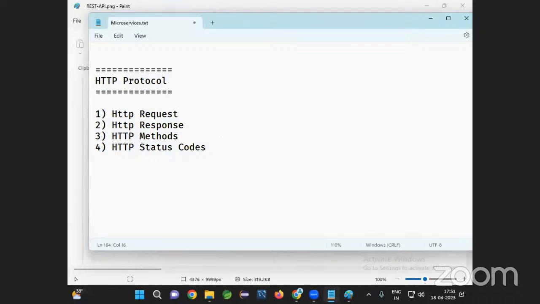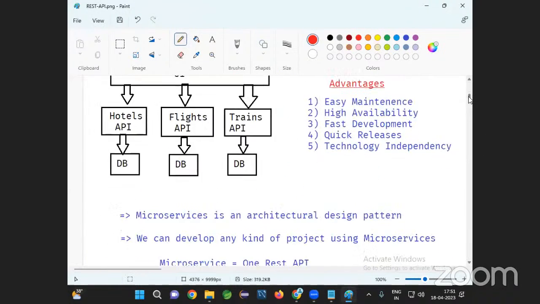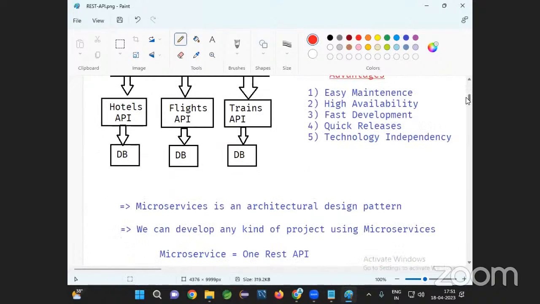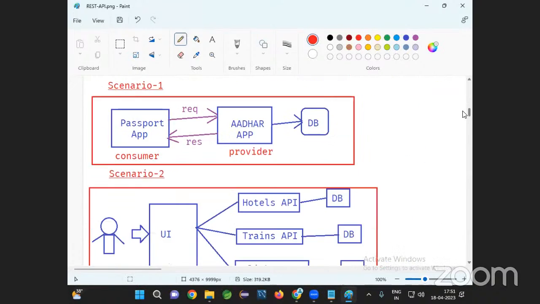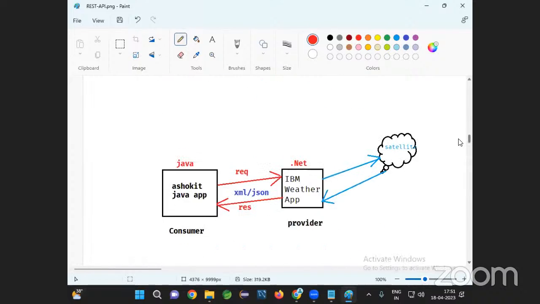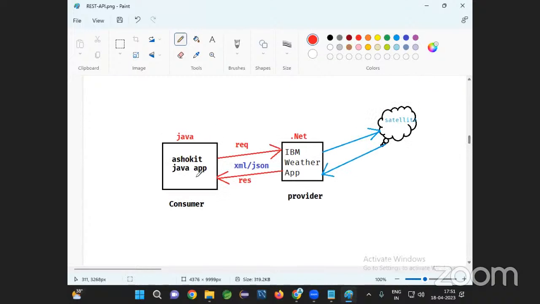When you go for an HTTP request, multiple parts will be available. We'll come to that later. So with this, we understood what is a monolith architecture, what is microservice architecture, what is a distributed application, why we need to go for distributed application, and what is interoperability. In real time, our projects will communicate with other projects like this.